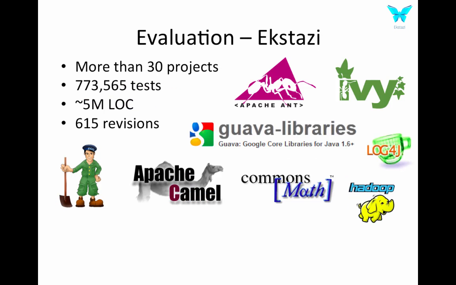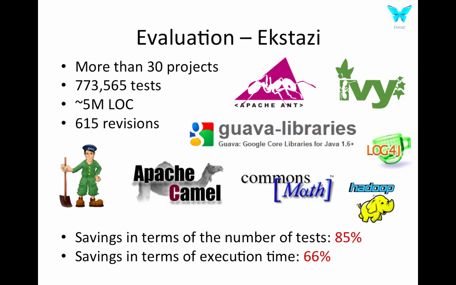Moreover, Ekstazi has been evaluated on more than 30 open source projects with a combined total of more than 700,000 tests and 5 million lines of code. It has been tested on 615 revisions. The results show that on average, for test suites that run over a minute, Ekstazi saves 85% in terms of tests executed and 66% in terms of time.